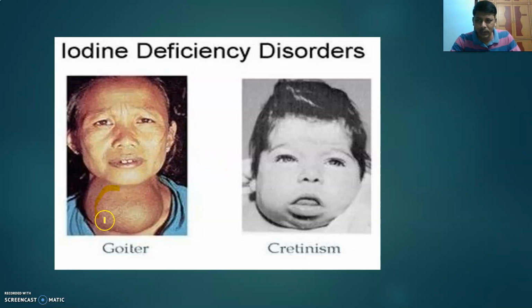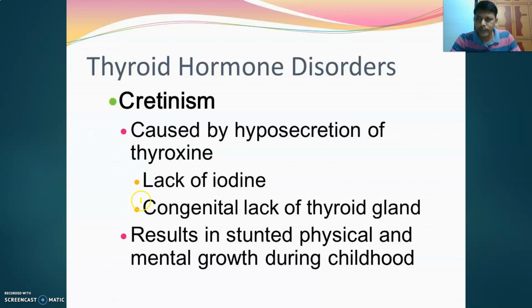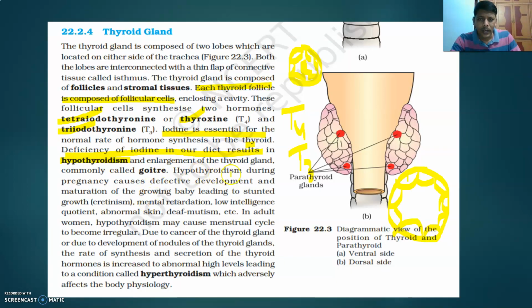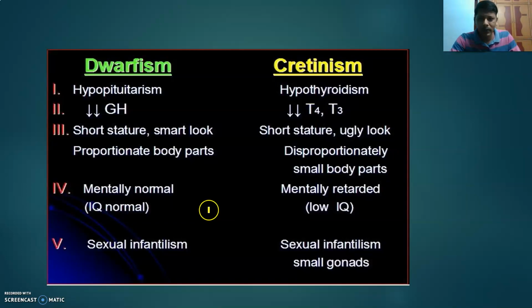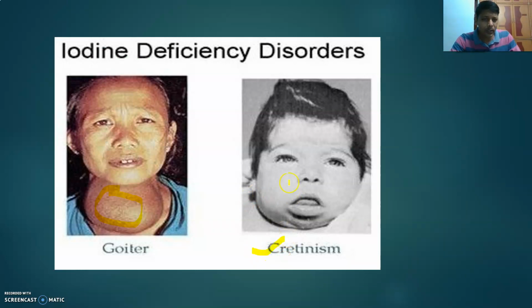Hypothyroidism during pregnancy causes defective development and maturation of the growing baby, leading to stunted growth, which is called cretinism, and mental retardation, low IQ (intelligence quotient), abnormal skin, deaf-mutism, etc. You can observe here, this child is suffering from cretinism.